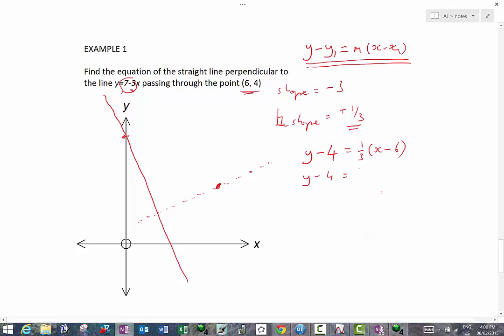So expand that: y minus 4 equals 1/3 x, and 1/3 of 6 is 2, so 1/3 x minus 2, and then bring the minus 4 over, so y equals 1/3 x minus 2 plus the 4, or y equals 1/3 x plus 2. And again, you can tell from the sketch that pretty much looks right. Positive slope, quite low, and a positive intercept still.